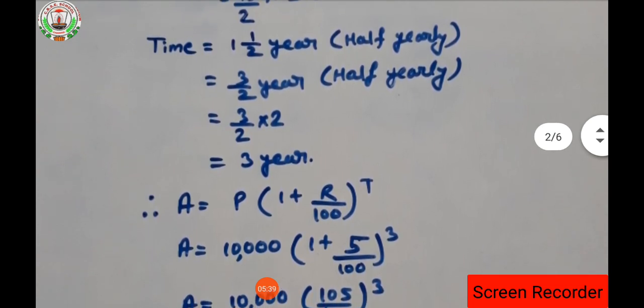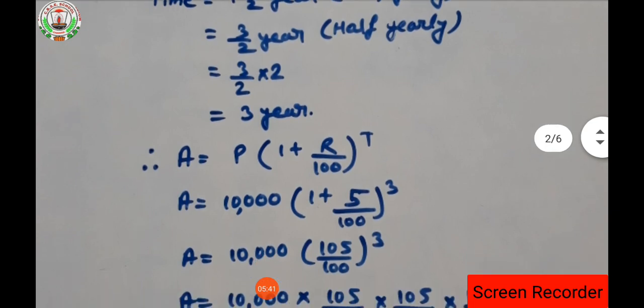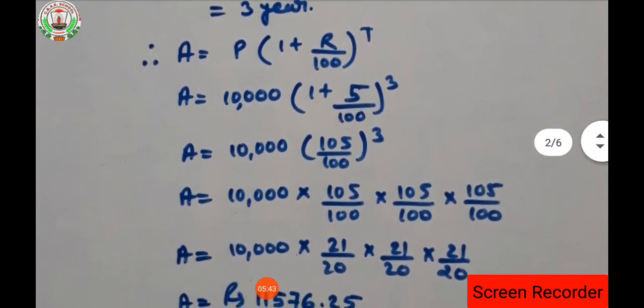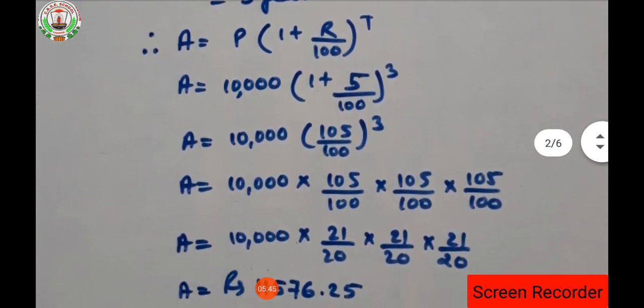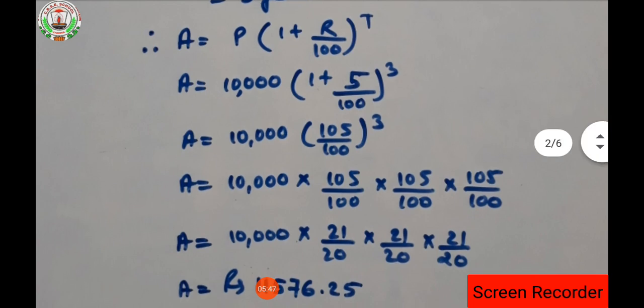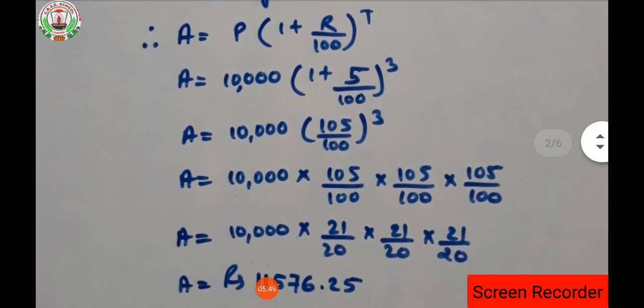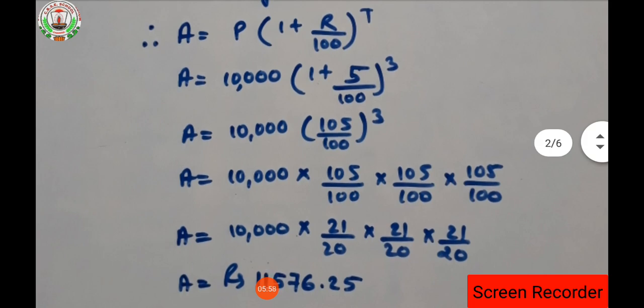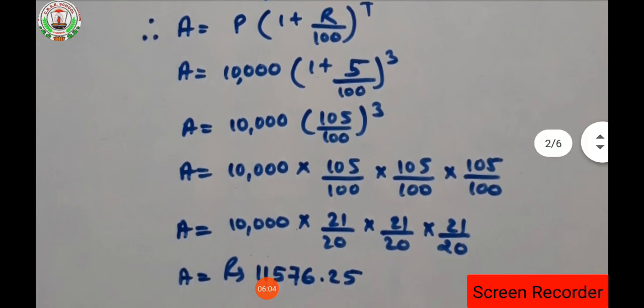Clear up to here? Then, what is the formula for amount? Amount is equal to principal into (1 plus r upon 100) whole to the power t. What is t we are having? t is the time and its value is 3. Rate we are having 5. So altogether the equation will become amount is equal to 10,000 into (1 plus 5 upon 100) whole to the power 3.